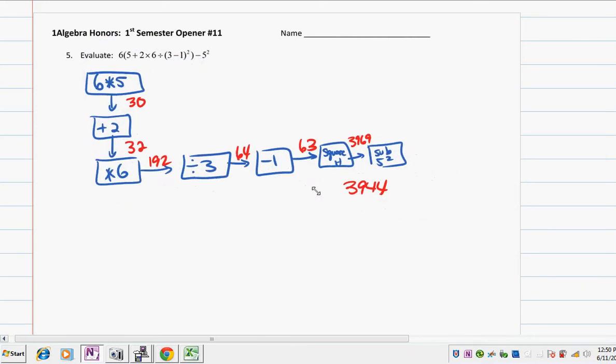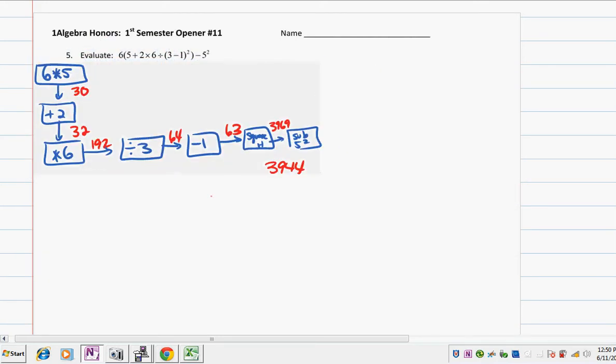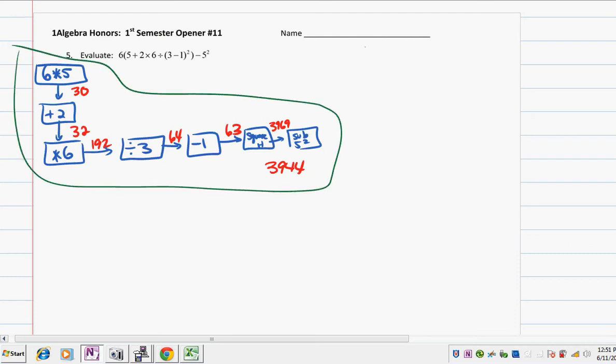Someone else might say, wait a second. Shouldn't I be doing the parentheses first? So some people might remember some rule about parentheses first. And so maybe they do the 3 minus 1 first, and they get 2, and then they square it, and they get 4, and then they do a bunch of other stuff. The key thing here is, we could get lots of different answers depending on which order we did things. And so we need to come up with an order of operations, an order that we do things.